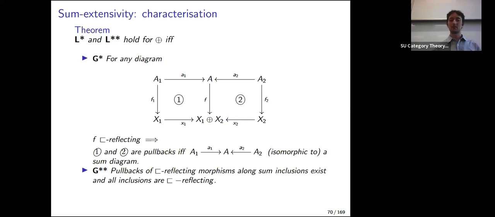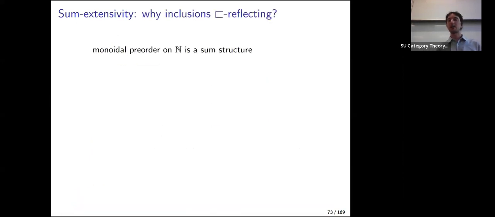Okay, so we define an extensive category to be any category that satisfies either L star and L star star, or G star and G star star. Okay, cool. So why did we require that inclusions are C-reflecting? There's an example of something that would be sum extensive if we didn't, but isn't very nicely behaved.